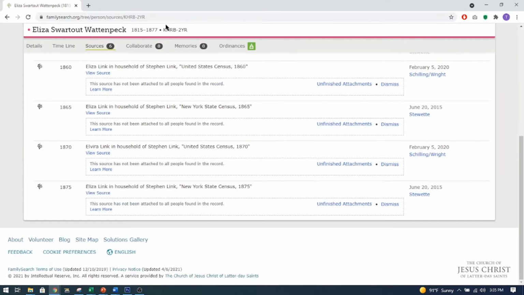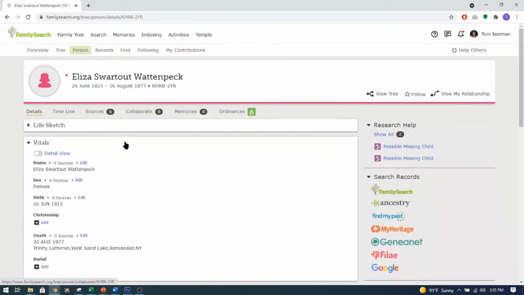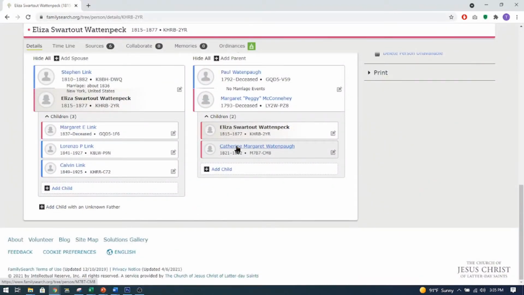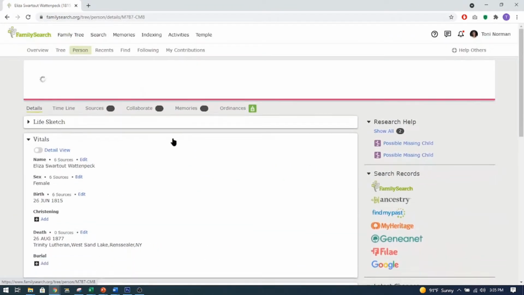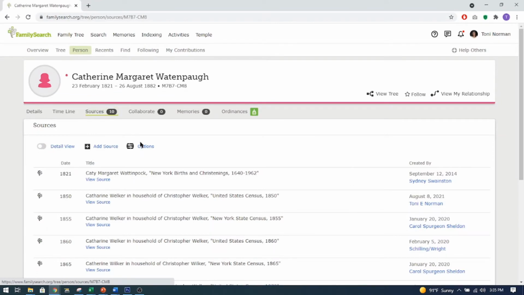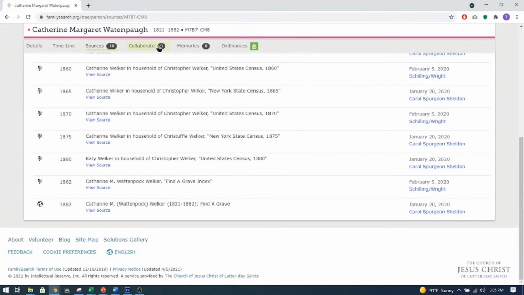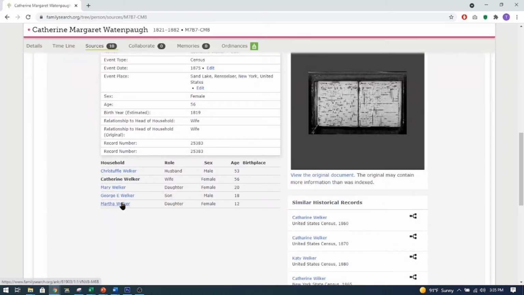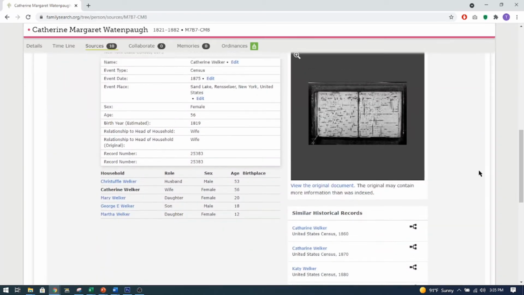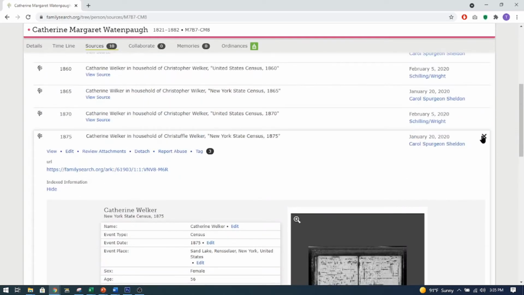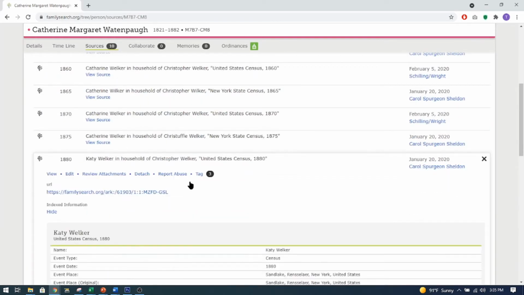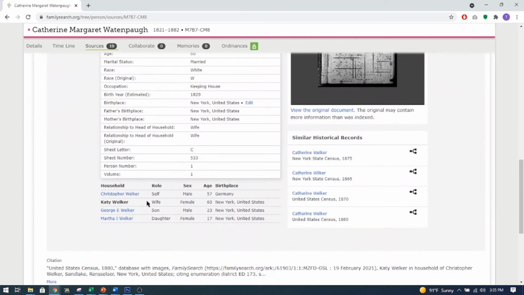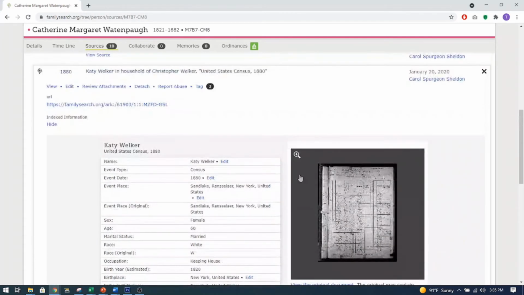So let's check the other daughter. Here's Catherine. Go to the sources. We see that she died in 1882. So let's check the 1875. And her father is not living with her. And 1880. He is not living with her.